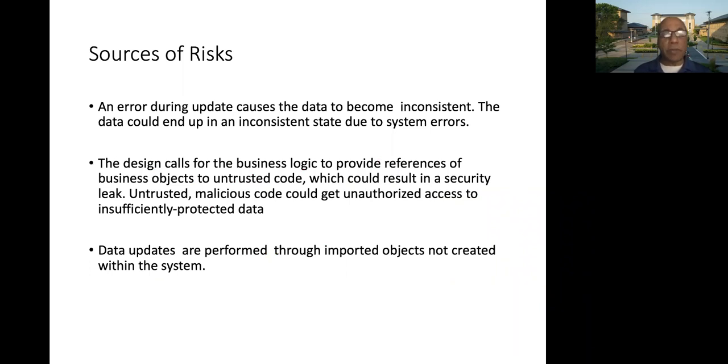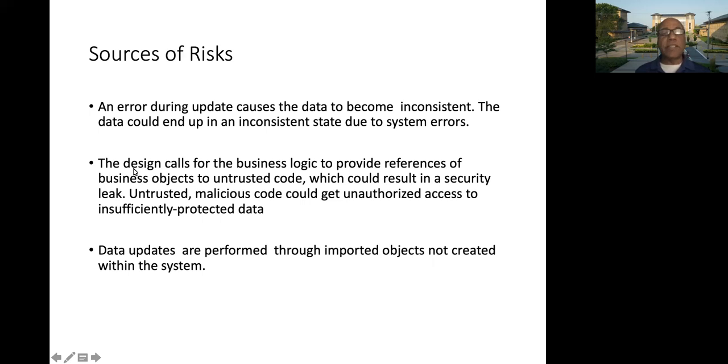Whenever you have an application system, there are some risks associated in making data available. One is that there could be errors that cause the data to become inconsistent. For example, in the middle of an execution, a program might just crash because an operator killed the program, or a hardware error occurred, or whatever, and the data could become inconsistent.